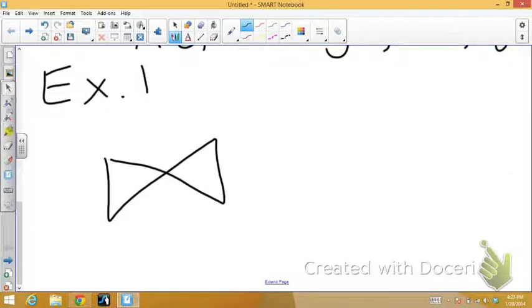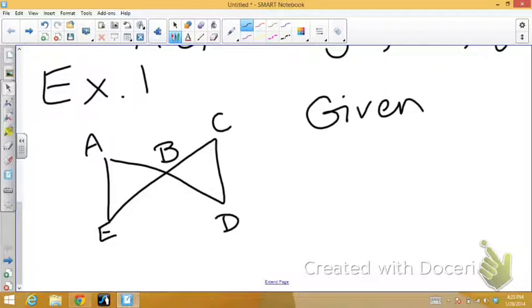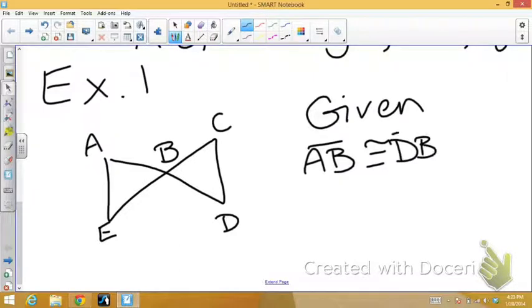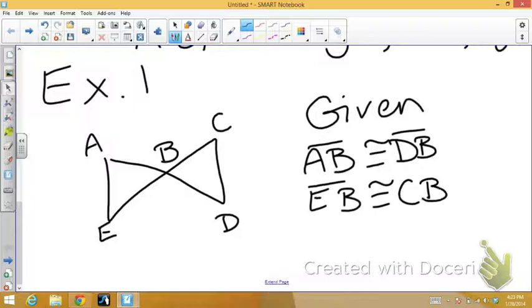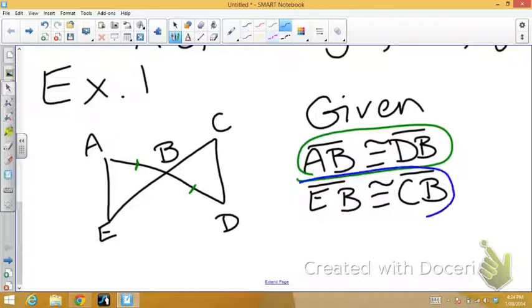let's say we have a picture like this. And some information is given to you. We know side AB is congruent to side DB, and we know side EB is congruent to side CB. So we know all those pieces of information. And that's not quite enough. If we know AB is congruent to DB, we put that little mark to show, hey, those are the same. Then we also know EB is congruent to CB. So again, this time we put 2 marks to show those 2 sides are the same.